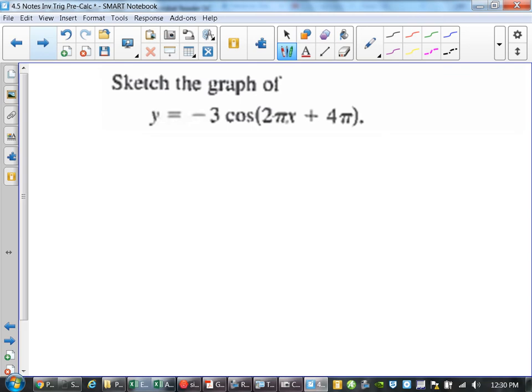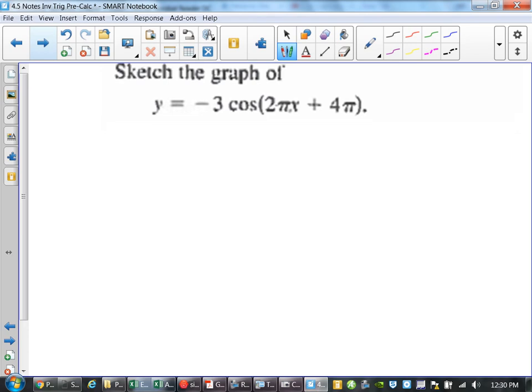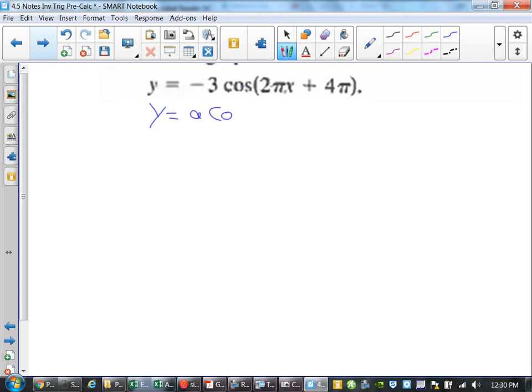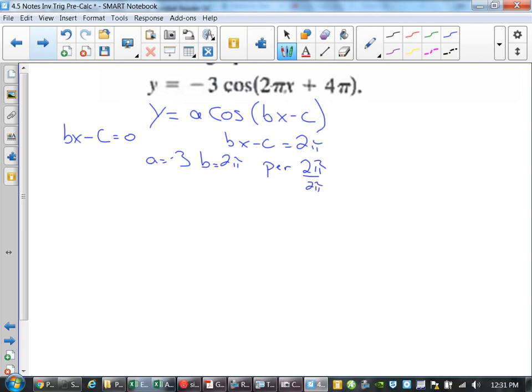Let's try it on. We'll do the same method with the cosine graph. So we have the line, it's A cosine. And those would be our 2 breakpoints for the period. So A is -3, B is 2. So our period is going to be 2 pi over 2 pi, which is 1. Okay. So we set our equations up.